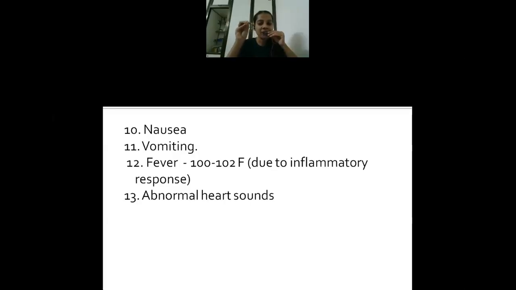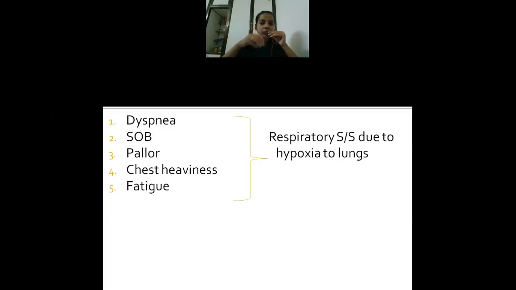Next, abnormal heart sounds will be heard. Abnormal heart sounds we have already studied. Which are the normal heart sounds? S1, S2. Abnormal heart sounds, there are a lot, like S3, S4, and pericardial friction rub, isn't it? So S3 and S4 is normally heard, and sometimes even murmurs can be heard.